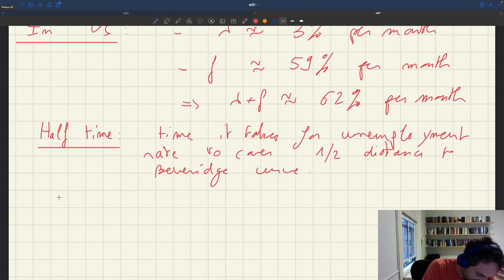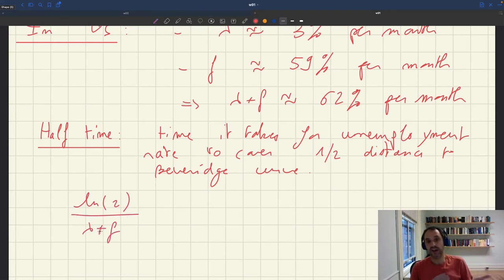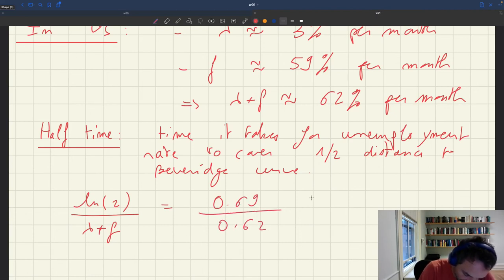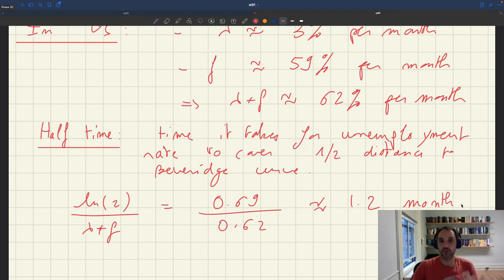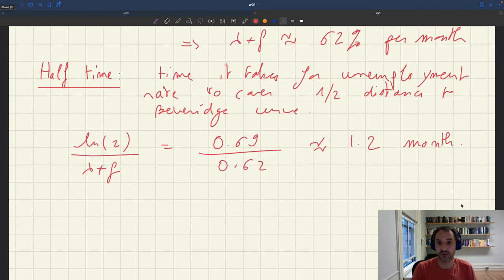Now the half-life is given by log of 2 divided by lambda plus f. That's true for any exponential decay phenomenon where lambda plus f is the rate at which the exponential decay occurs. Log of 2 is roughly 0.69, lambda plus f here is 0.62, and so this is about 1.2. Because the rate of decay is in months, this is 1.2 months. So it's going to take 1.2 months, wherever the unemployment rate is, for half of the distance to the Beveridge curve to have disappeared. So it's a very fast convergence towards the Beveridge curve.